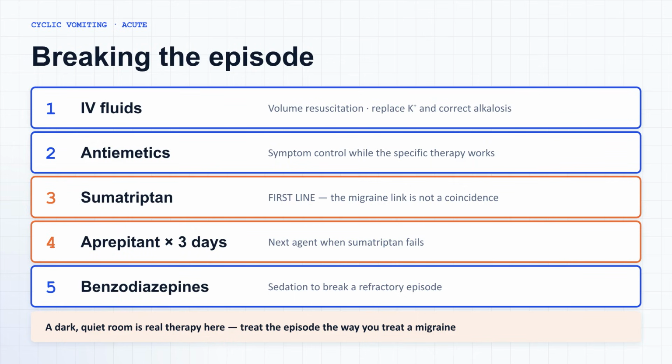Benzodiazepines can help break a refractory episode through sedation and by blunting the vomiting reflex. A dark, quiet room helps more than you would expect. Do not stop at the antiemetic order. These episodes end faster when you treat them like a migraine and replace the potassium. Repeated vomiting leaves these patients depleted.